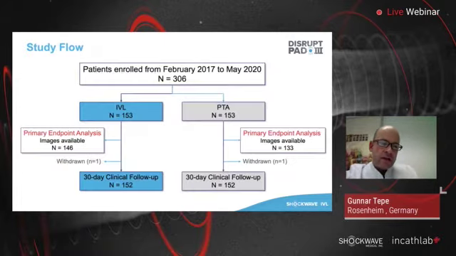So what we see here is a summary of the study. As I already stated, between February 2017 and May 2020, 306 patients were enrolled, same number of patients in IVL and PTA. The primary endpoint was an angiographic endpoint. For this endpoint and the core lab, 146 patients were available in the IVL group, and in the PTA group, 133 patients. And clinical follow-up at 30 days was available in almost every patient.